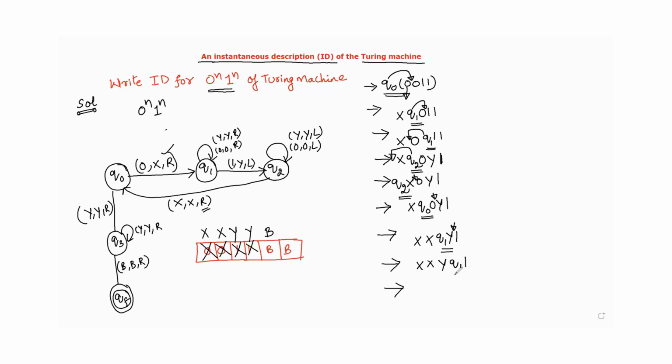Next one, q1 on 1. q1 on 1 means it goes to q1 only, but it goes to the right side. Okay. So q1 on 1 it goes to the left side. This is the place of q1 on 1, it goes to q2. So x remains the same. Now this is q2. This y will be again, we have q1 on 1, it goes to this one.